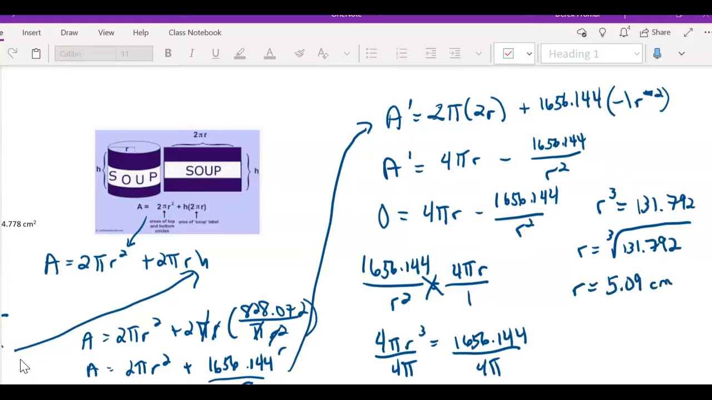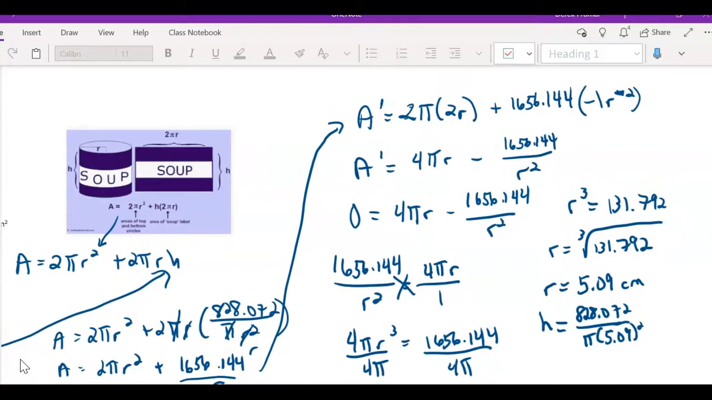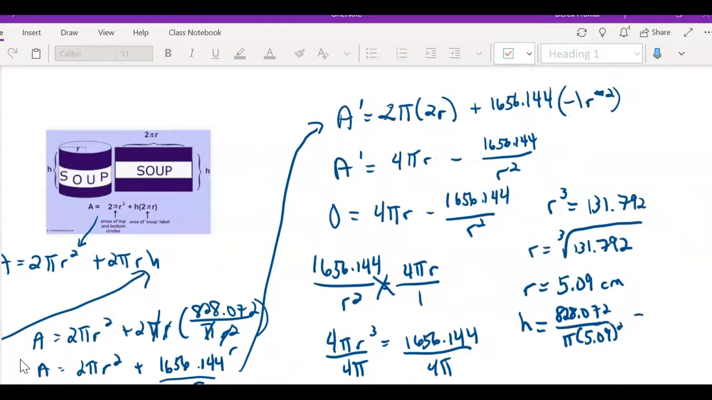5.09 centimeters. Now again, they want to find the minimum surface area, so I need to find the height. And I'll use my constraint that I did before. And in this case, that height turns out to be 10.18 centimeters.